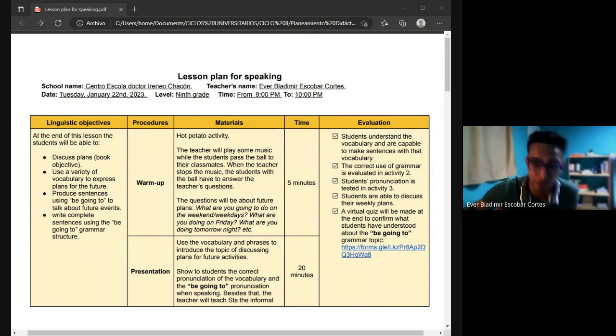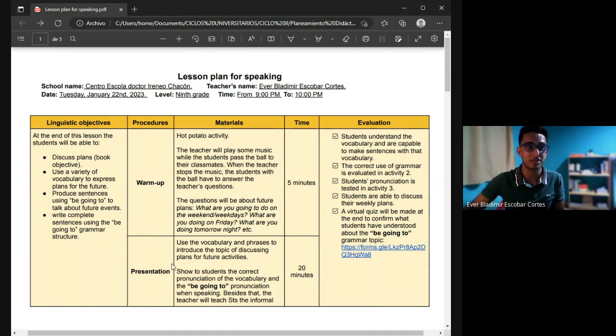Today I am going to talk about my lesson plan for speaking. This is the format from the PPP method, the presentation, practice, and production, and this is the one that I'm going to use today. So let me show you a little bit about this.